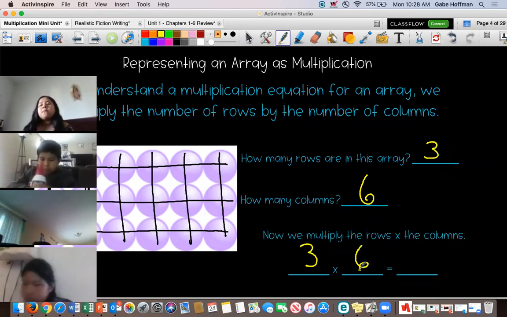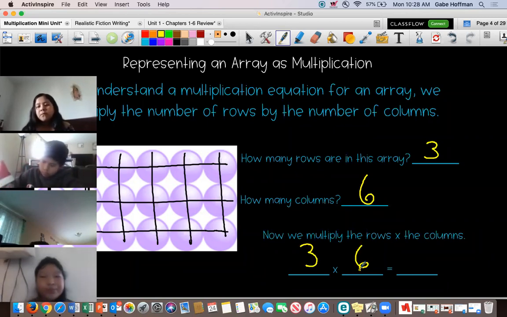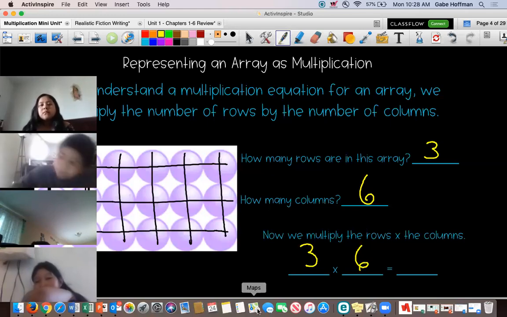So here's one of the nice things about making an array to help you solve a multiplication equation. If you don't know what three times six is, that's a math fact that hopefully we're practicing and we know by now, but if you don't know what the product is, you can always go back and count every object in the array. So if you didn't know 3 times 6, you could count every one of these circles in your array to get your answer to the multiplication. Or you could skip count, right? You could skip count by 3s, or you could skip count by 6s because you can see them in the picture. Who can tell us what is 3 times 6?